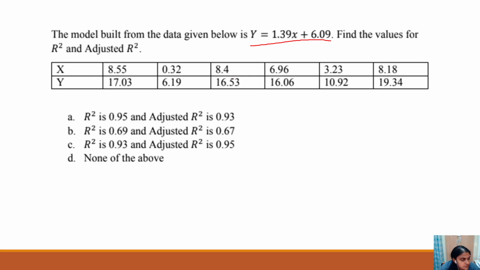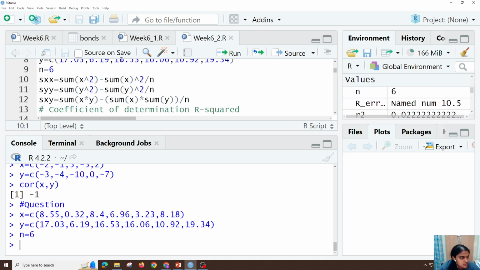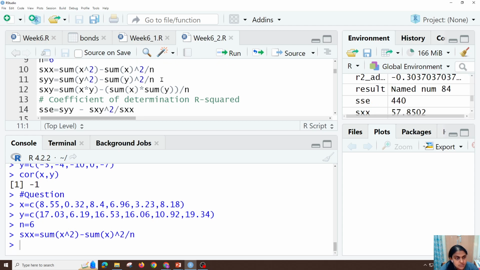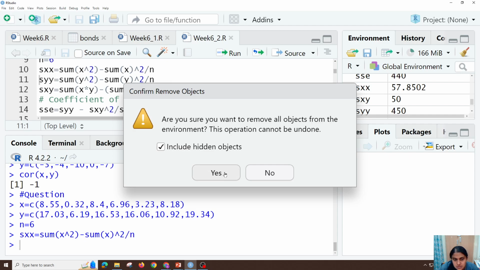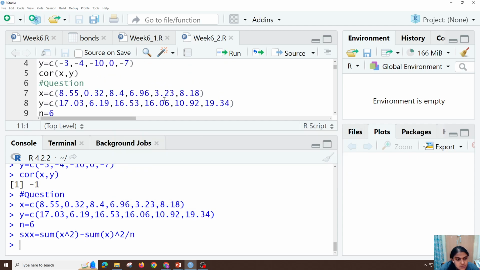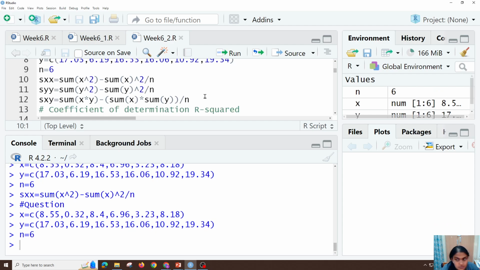Now the number of observations we have is 1, 2, 3, 4, 5, 6, so n equals 6. The steps we have already done: you have to find Sxx, Syy, Sxy, the same steps as for the previous question. I'll run through these steps and clear the variables once so that you can see it freshly. In the present question, x is this, y is this, and n is 6.